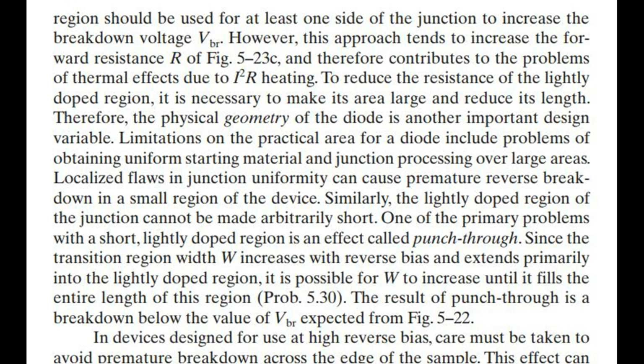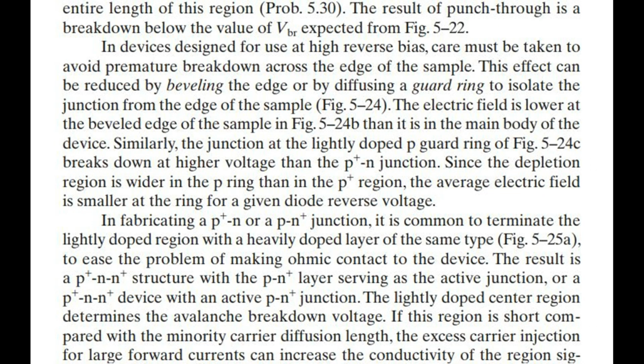In devices designed for use at high reverse bias, care must be taken to avoid premature breakdown across the edge of the sample. This effect can be reduced by beveling the edge or by diffusing a guard ring to isolate the junction from the edge of the sample, Fig 5.24. The electric field is lower at the beveled edge of the sample in Fig 5.24b than it is in the main body of the device.